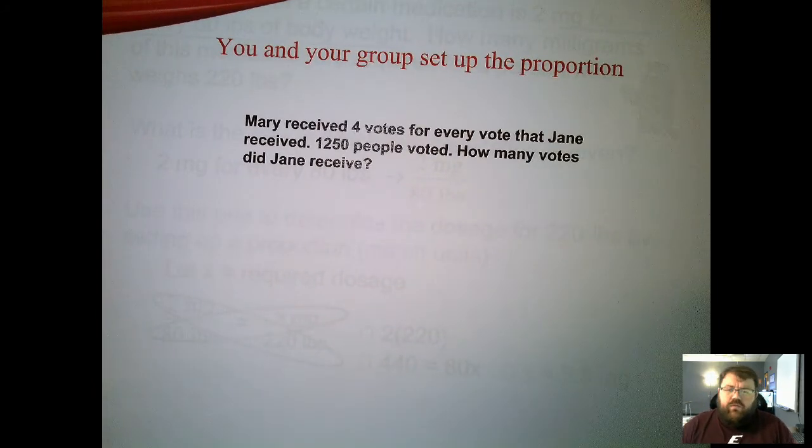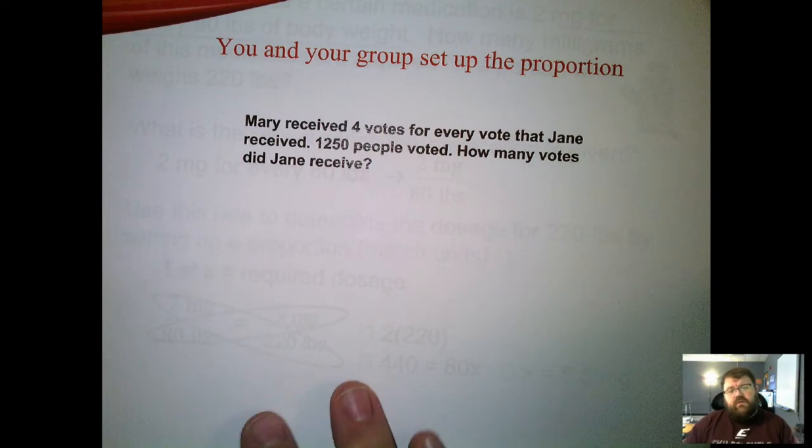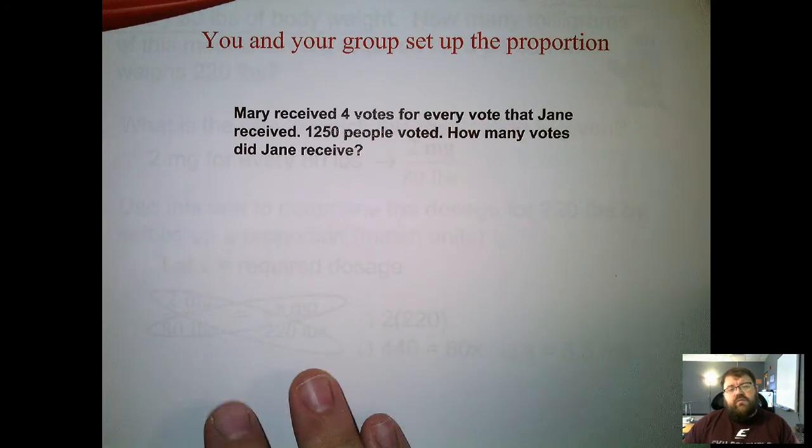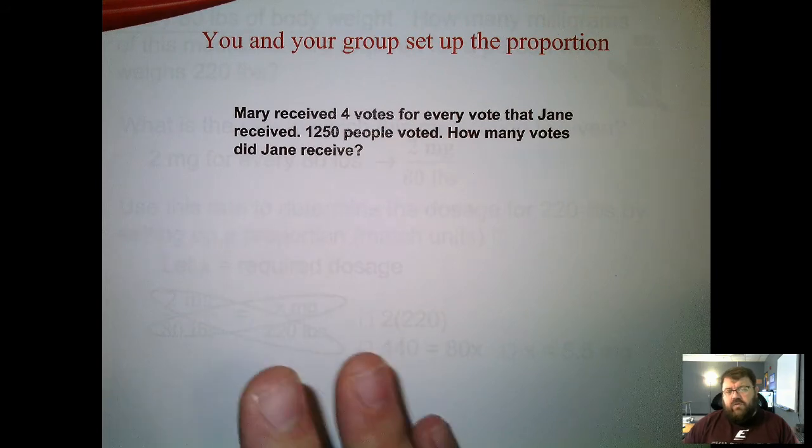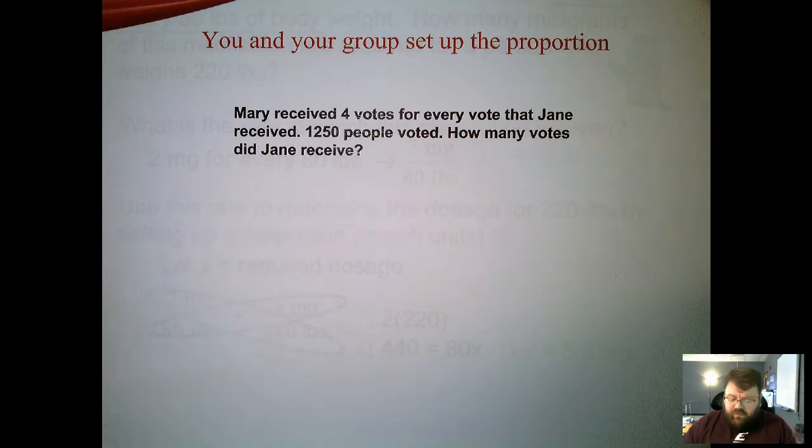Mary received 4 votes for every vote that Jane received. 1,250 people voted. How many votes did Jane receive? Pause the video, answer the question. This one, think about it before you answer.